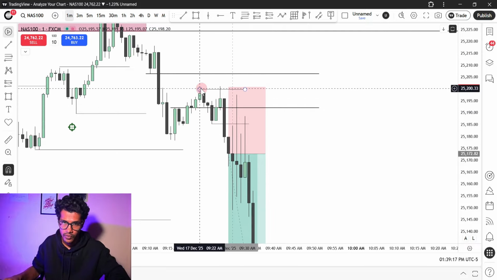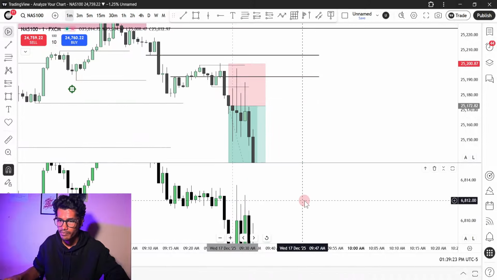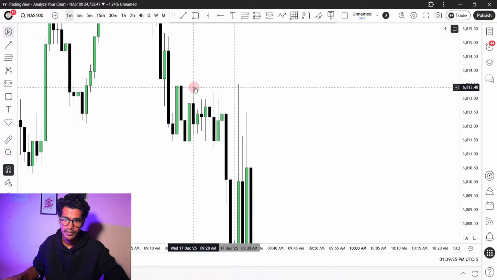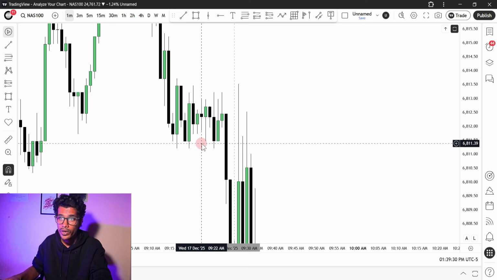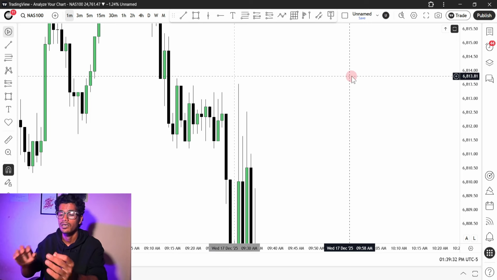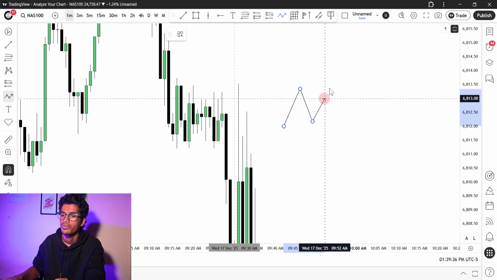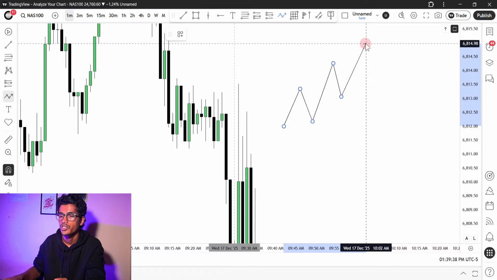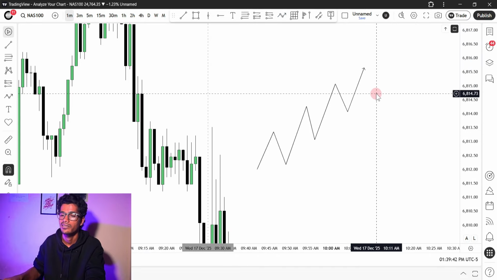Before 9:30, we took out this internal high, with that swing high. Did S&P 500 do that? It didn't. So when we broke this internal low, what do traders do in this kind of situation? What are you going to do in this kind of situation?